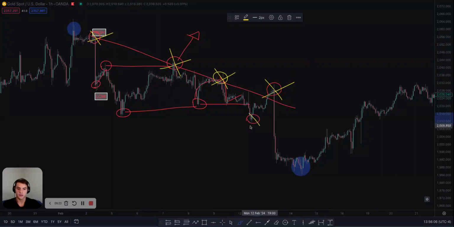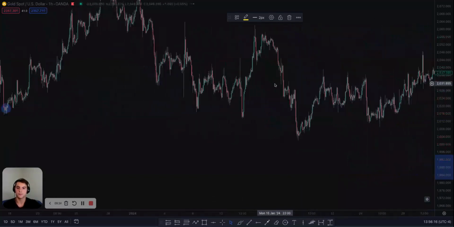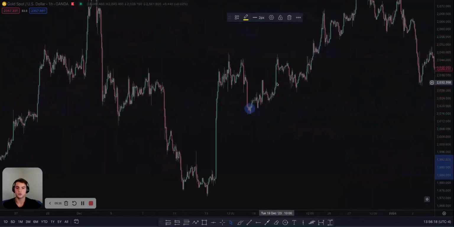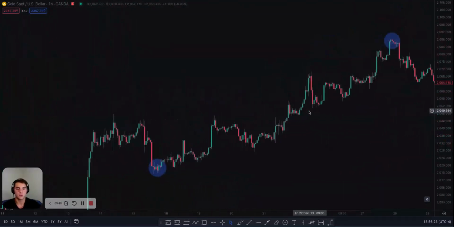What do you expect? You expect price now to break this previous low, and as it did, forming a new low here. All right, so that is the second example. Let's go to another example, but this time we are going bullish.